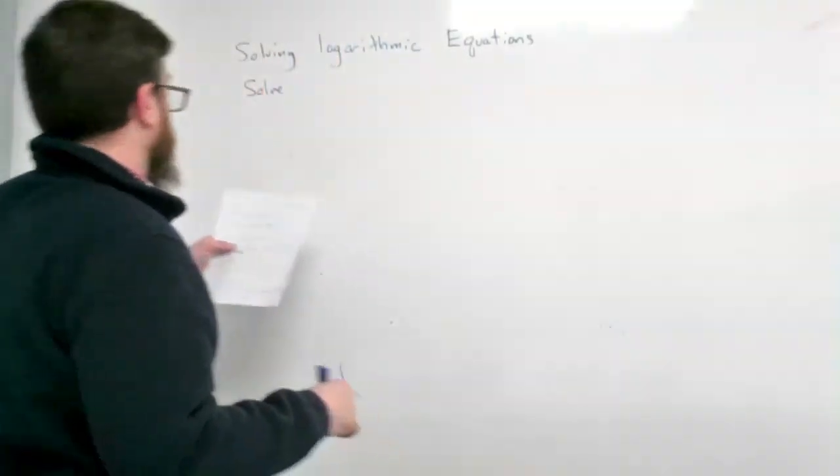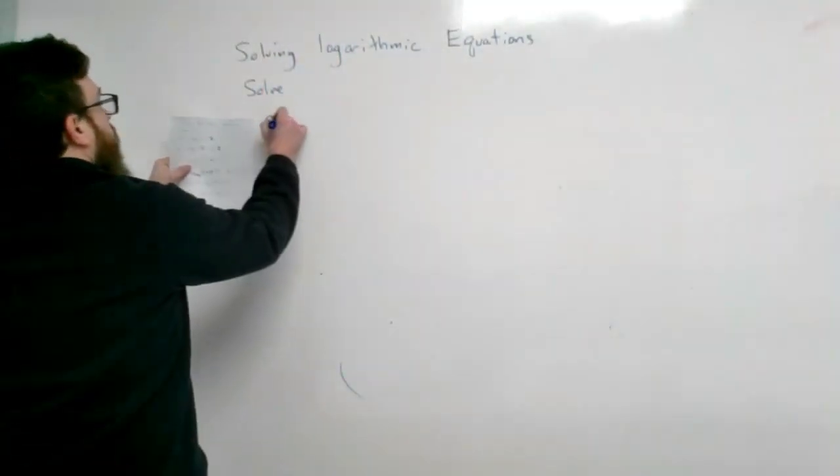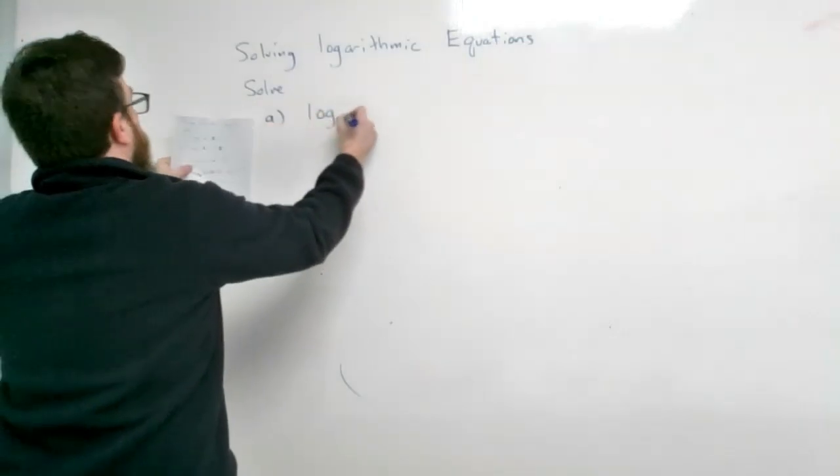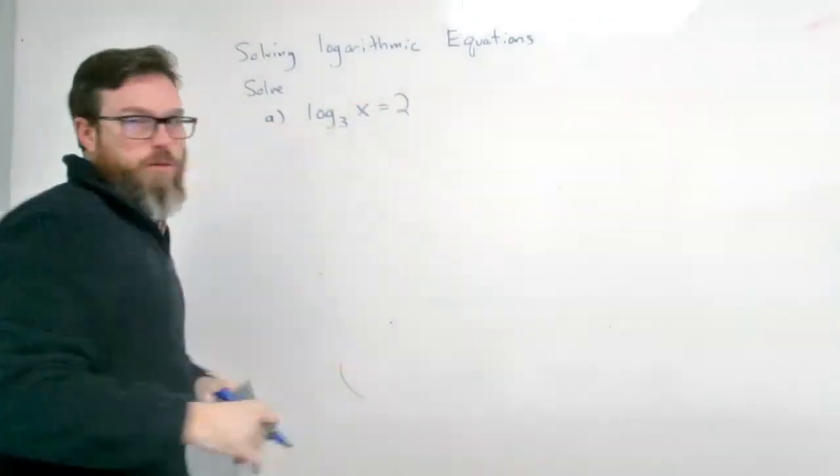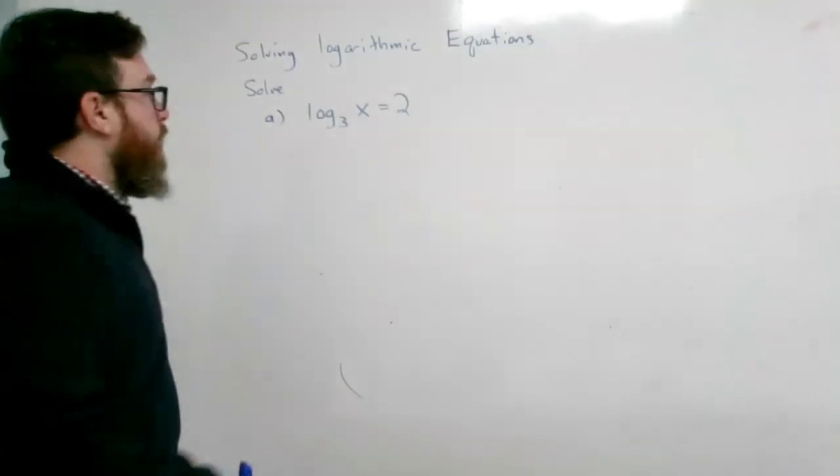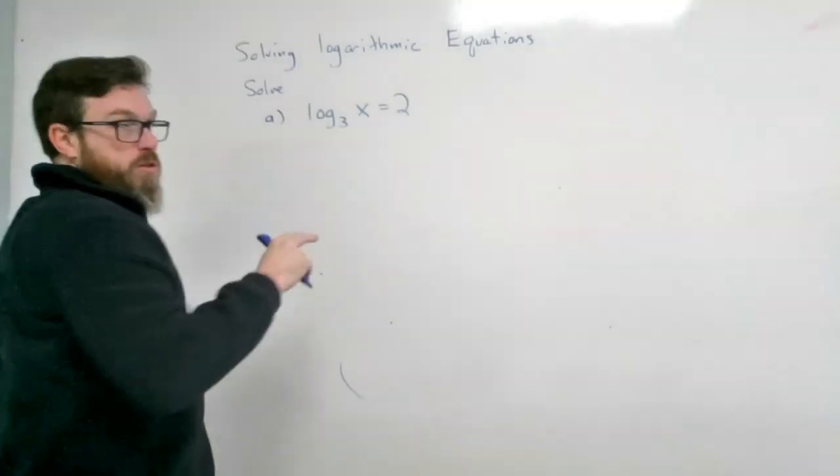All right, so solving logarithmic equations. So A, we're going to solve log base 3 of x is equal to 2. So starting with very basic logarithms. In order to solve this log, there's two methods.